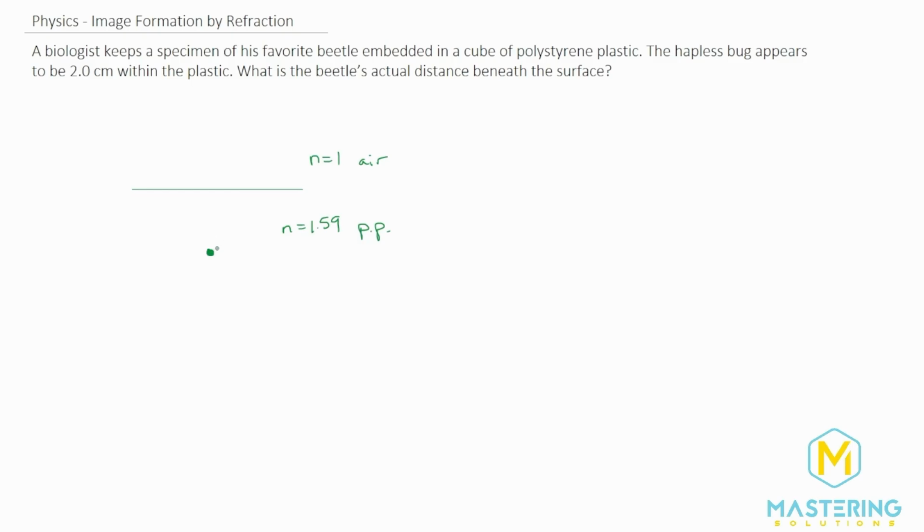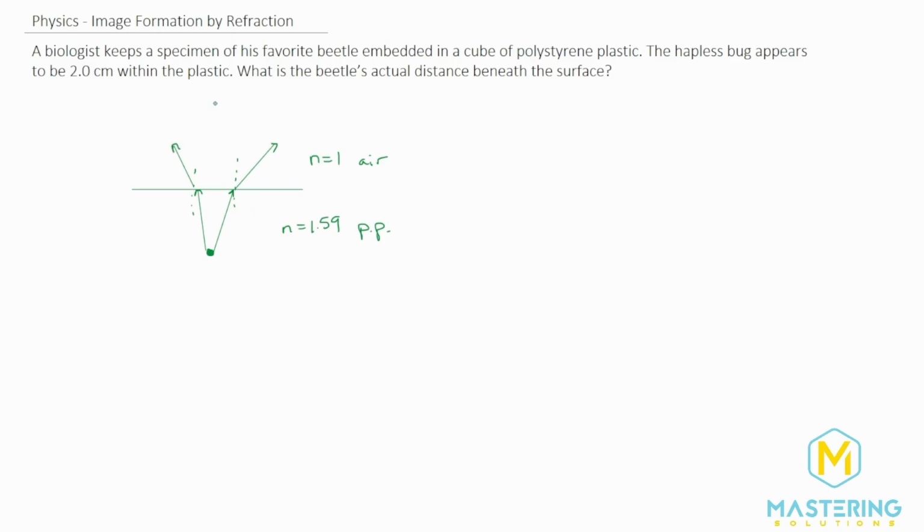And so as the light rays come off of this, it's going to come out here and come out here. And now we're going from a high to a low index of refraction. So if we put our normals there for both of these, what's going to happen? Well, it's going to bend away from the normal. So we'll go like this and bend away from the normal.